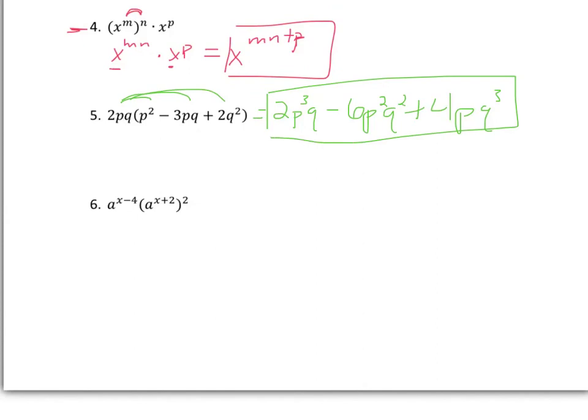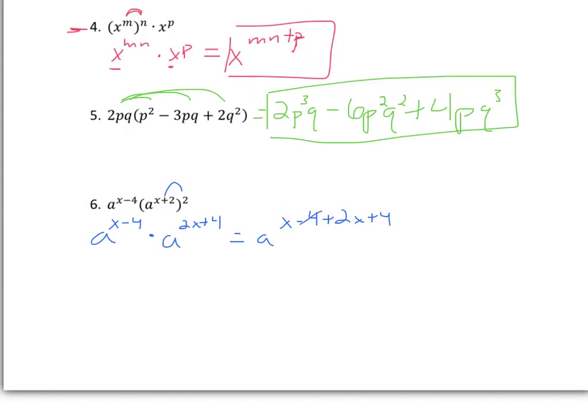Very last problem. A to the x minus 4 times the quantity a to the x plus 2 squared. So you have to do the power to the power first. Do the exponents first always. So this part's not going to change. But we're going to multiply it by, now the way you do this, power to power, remember you multiply. So distribute that 2 in there, and it will be 2x plus 4. Now we've got the same bases. You're multiplying them together, so you add the exponents. So we have a to the x minus 4 plus 2x plus 4 power.